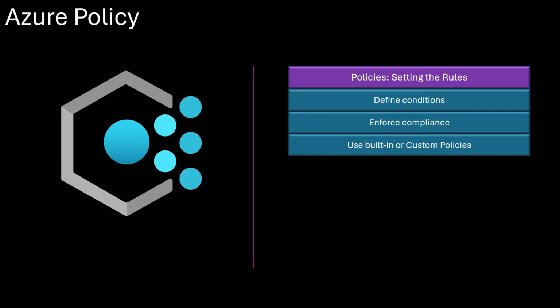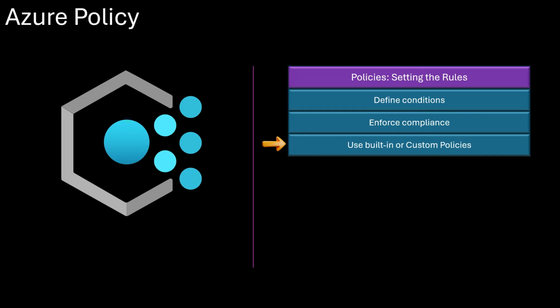What can you do with policies? You can define conditions. You specify what is allowed or restricted, such as ensuring all virtual machines use managed disk or blocking the deployment of public IP addresses. You can enforce compliance. When someone tries to deploy a resource that doesn't meet your policy requirements, Azure Policy can deny the request, log a warning, or even automatically fix non-compliant resources.